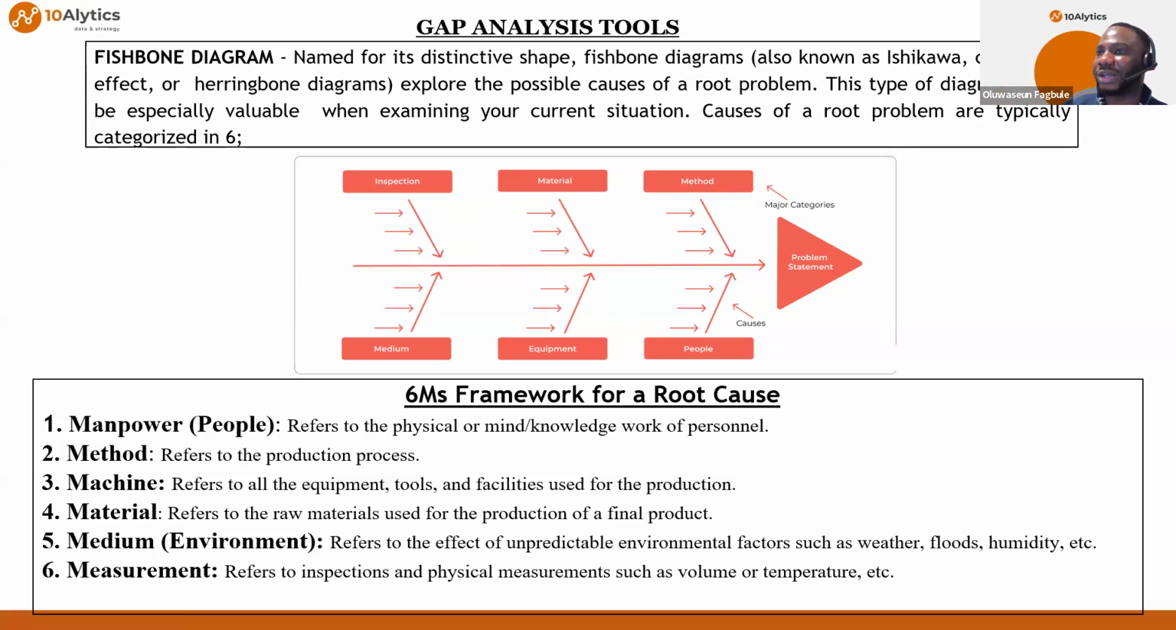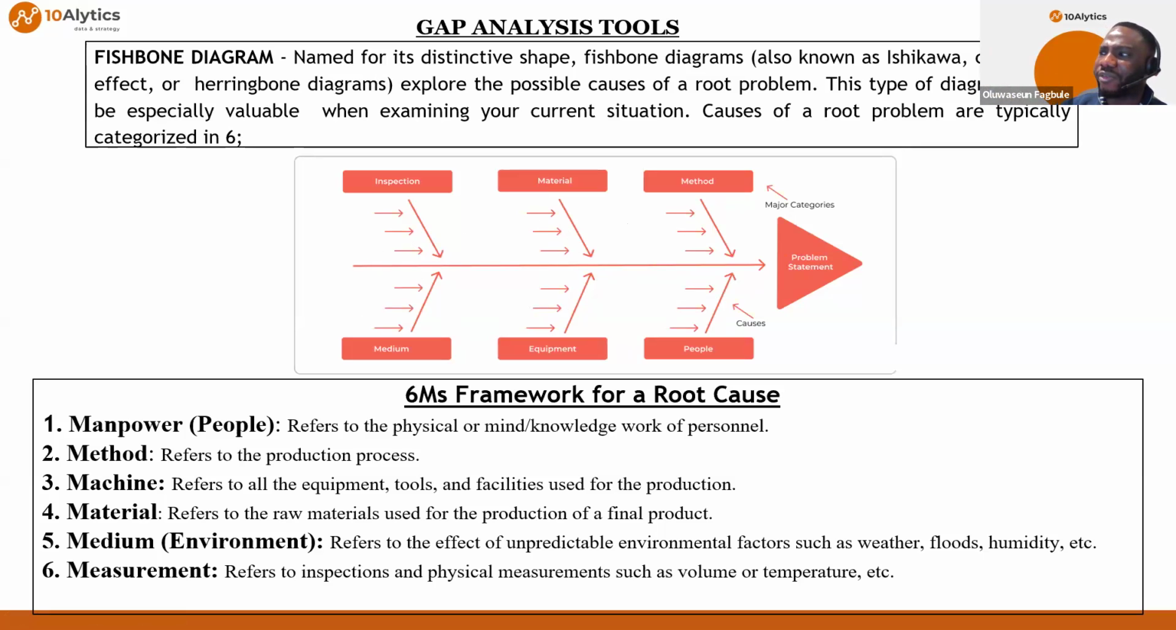And I will explain that in a couple of minutes. Or it's also called a herringbone diagram. Herringbone is the type of fish that this is modeled after, right? Herringbone fish are known to have lots of bones in them, and that's what this indicates, the number of bones in this particular fish. So the fishbone diagram or the cause and effect diagram helps you to explore the possible causes of a root problem, right? And they are typically valuable when you're examining the current situation, the current process. They assist because you want to identify the gaps in that current process.